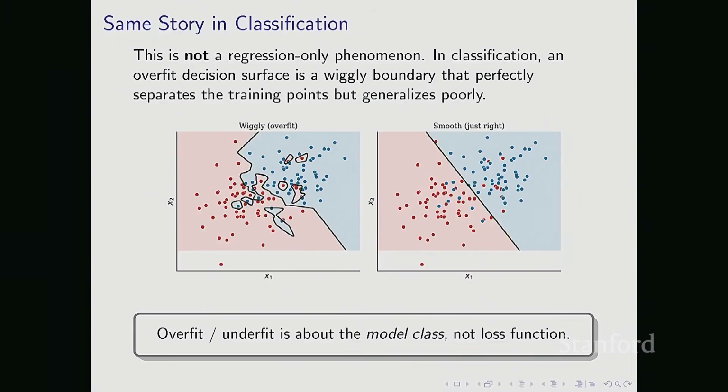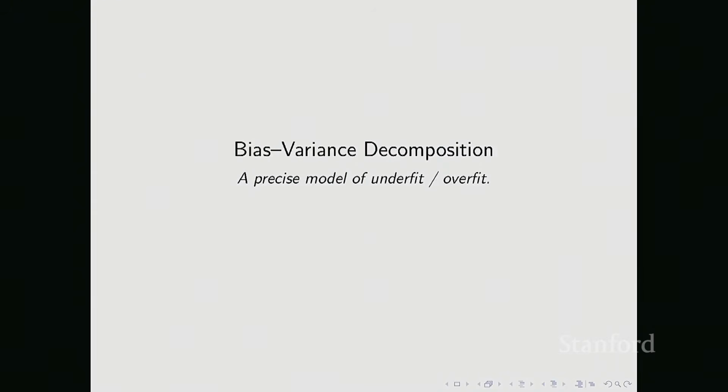You would be surprised if a small amount of error in your features led to a different class, for example, underneath the covers. So this all happens in classification. It just happens more abruptly. And the point is, it's about the model class that we're dealing with. Okay. All right.